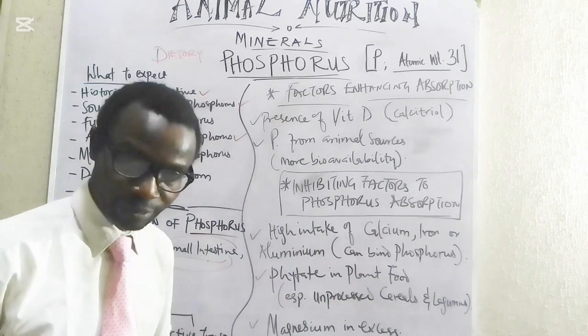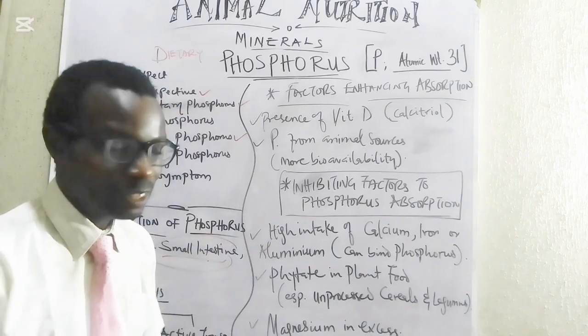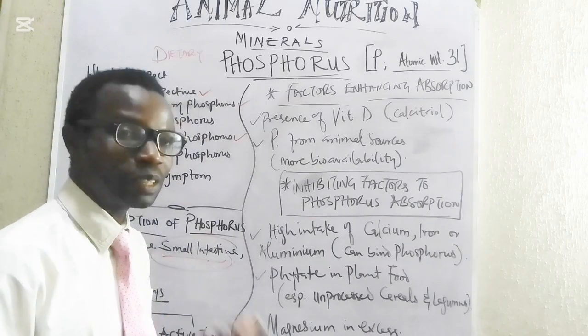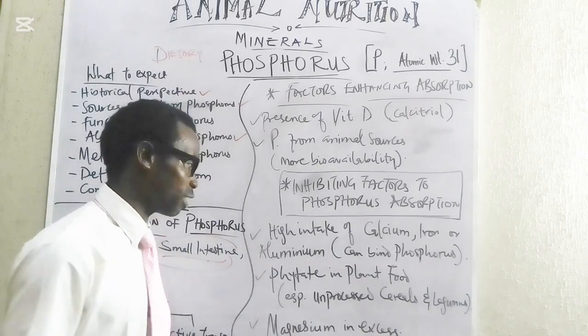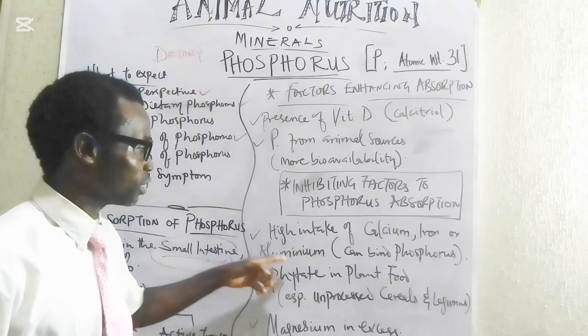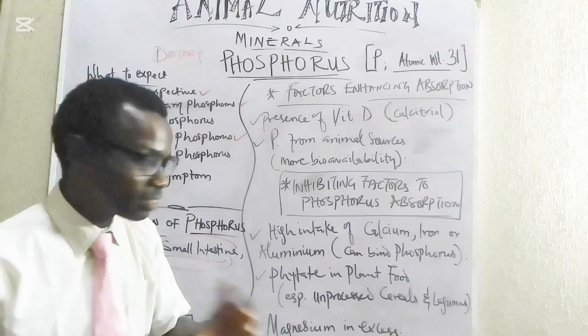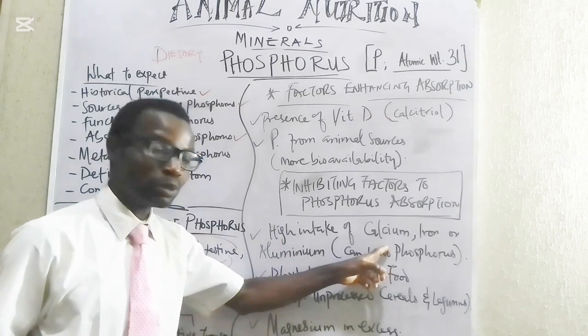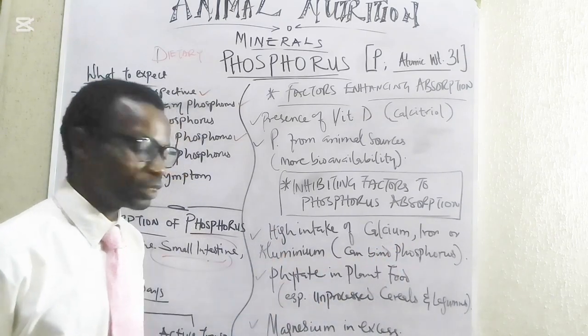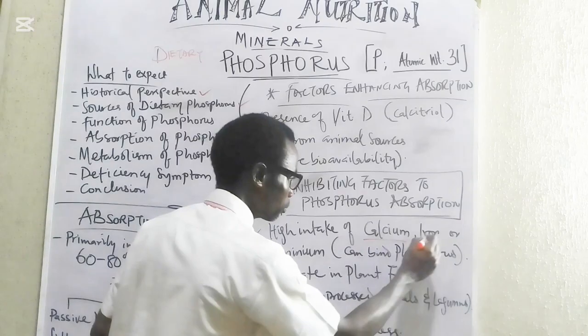On the flip side, there are certain factors that may inhibit or prevent the absorption of phosphorus. Now let's look at that. Number one, you see the intake of calcium, excess intake or excess availability of calcium in the blood, or iron or aluminum. Now, why do you say that?